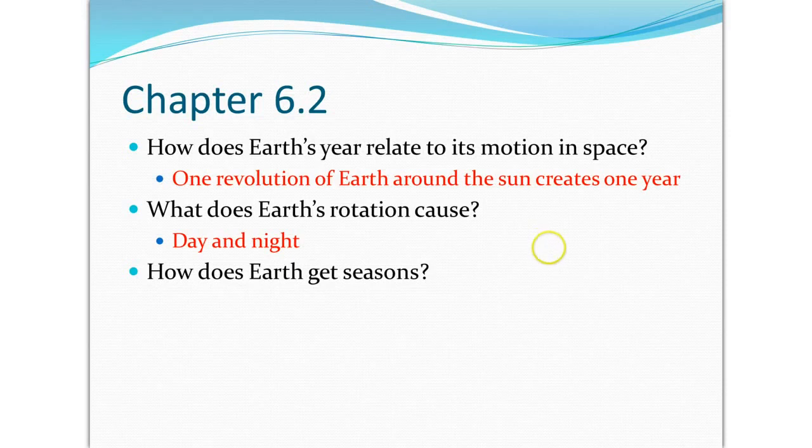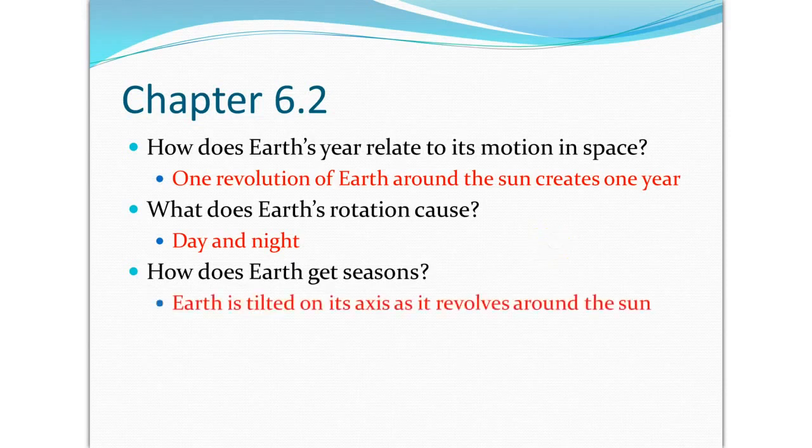How does Earth get seasons? Earth is tilted on its axis. Think of the Bill Nye video where the little girl at the end kept repeating over and over, tilted, as it revolves around the sun. Chapter 6.3.